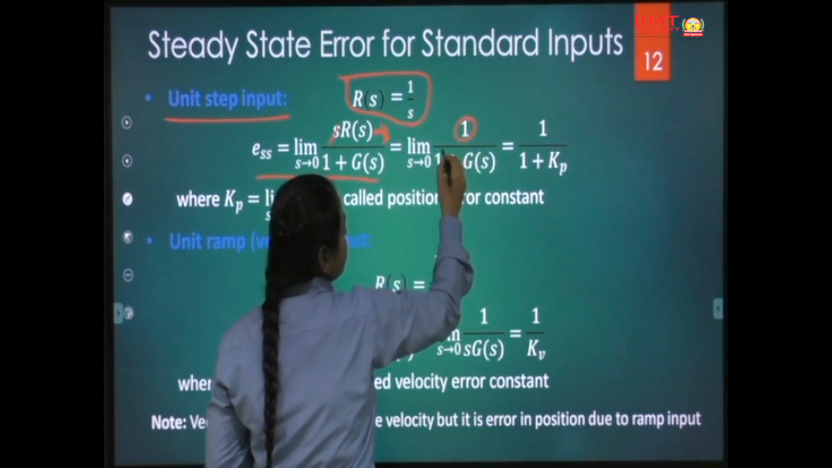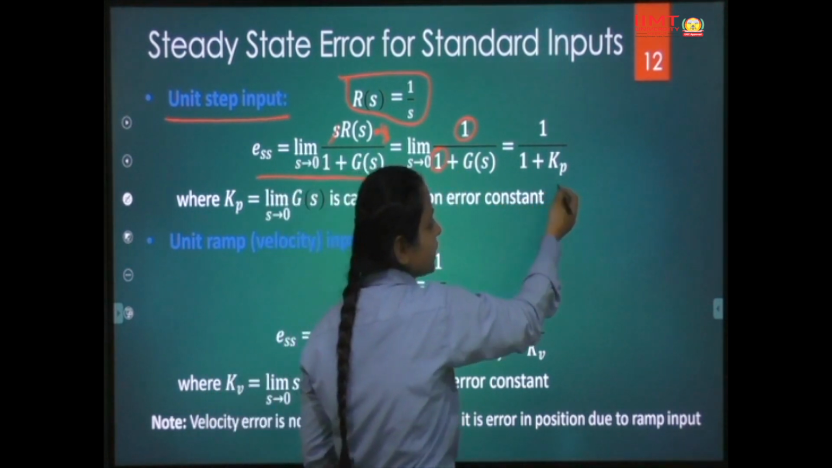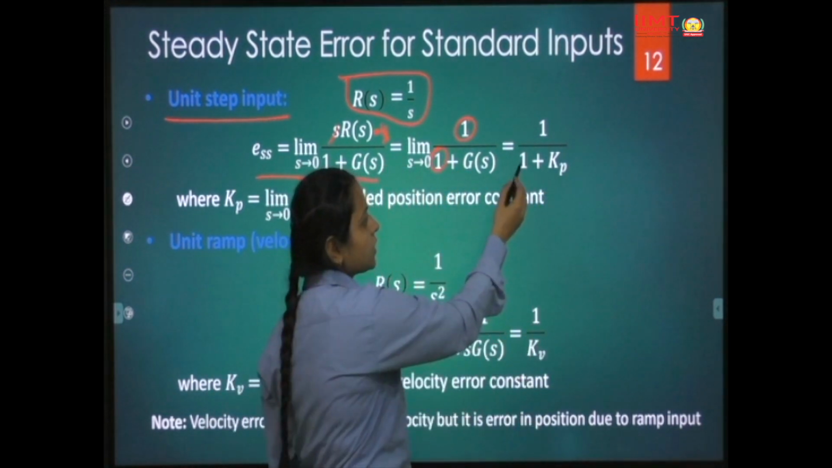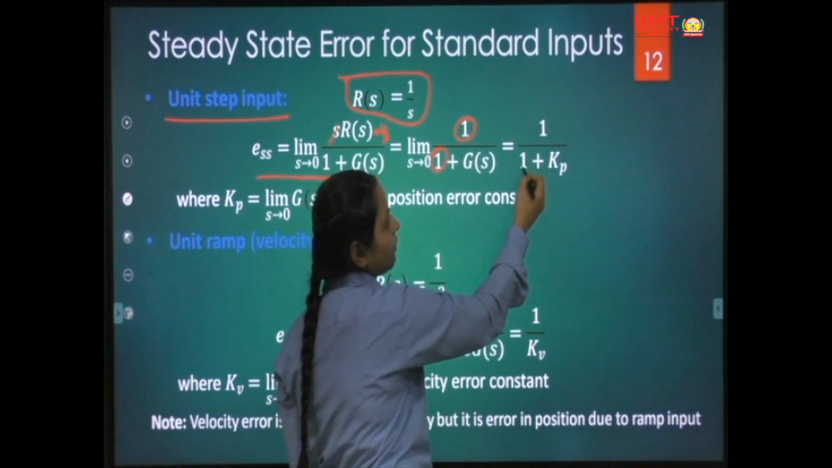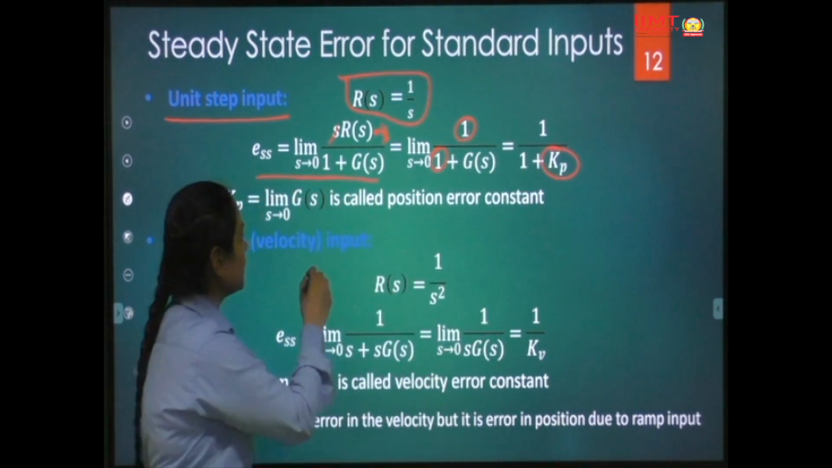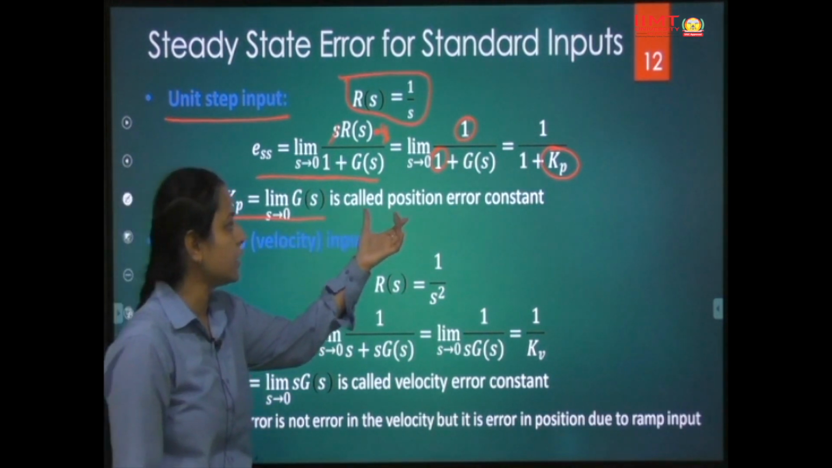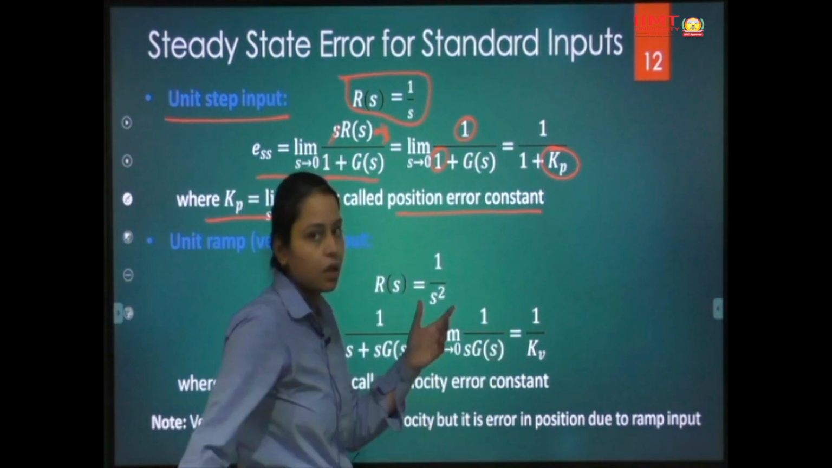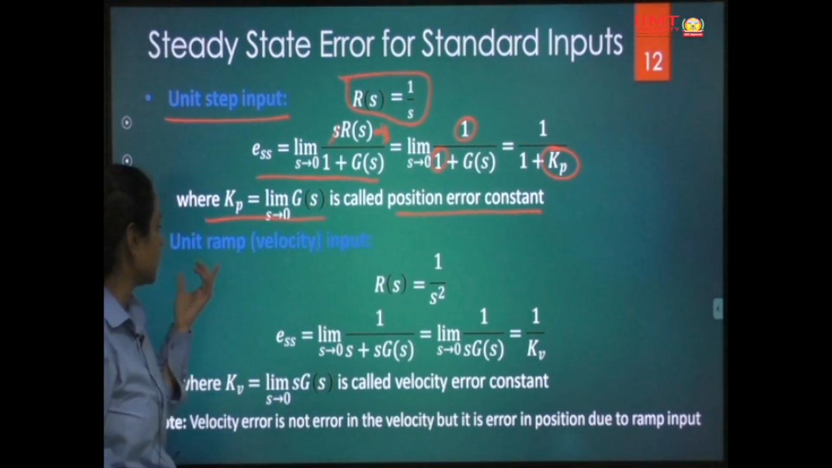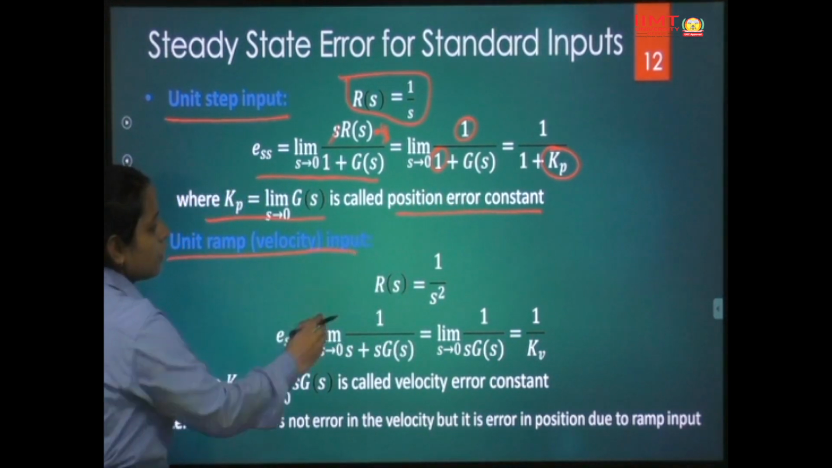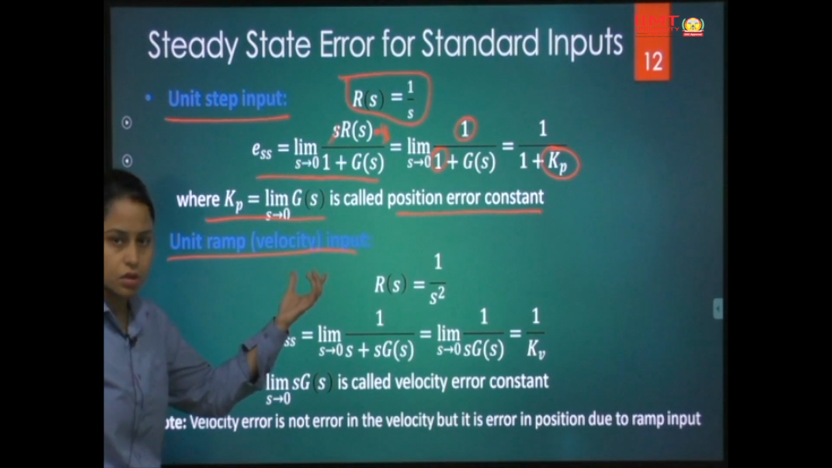So this is constant, so using simple algebra, we can keep it as 1 upon 1 plus Kp, where Kp is limit s tends to 0 G(s), and it is called the position error constant. And second, for ramp input, it is also called the velocity error constant.